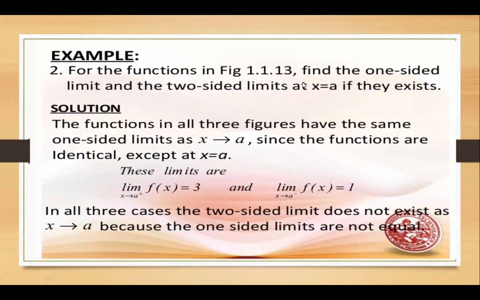So for example, find the one-sided limits if they exist. We have here the functions in all three figures have the same one-sided limits. So we have the limit of f of x as x approaches a from the right is 3, and the limit of f of x as x approaches a from the left is 1. So the two-sided limit does not exist. Why? They are not equal.